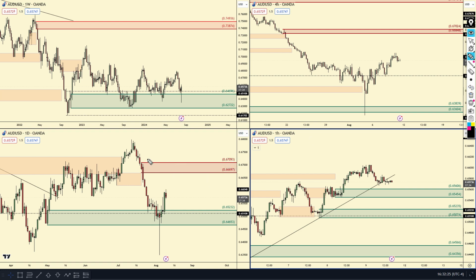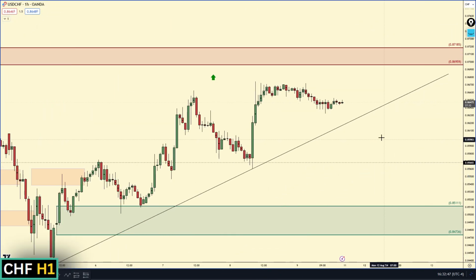Up to daily supply, where then we could look to take profits or bump your stop loss up into the green. Alrighty, onto the USDCHF forecast.